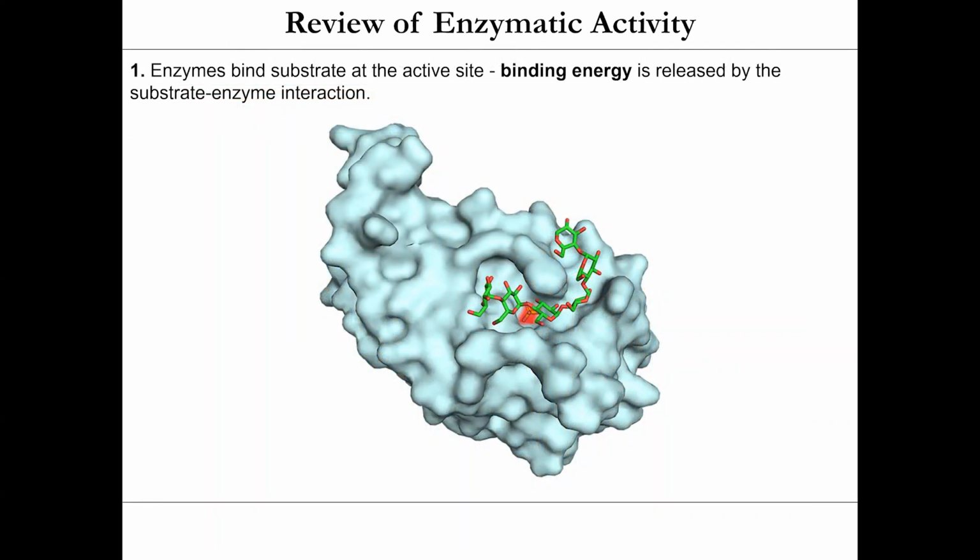So before we launch into our discussion on enzyme catalytic mechanisms today, I wanted to go over a few features of enzymes that we've already covered, but that will come into play today, so I think it's important to go over them very quickly. So number one is that enzymes bind substrate at the active site. You can see here's an enzyme, and it has this cleft right here, which is the active site, directly over the catalytic site, which is shown here in red. So when enzymes bind substrate at the active site, it releases binding energy by that interaction between the substrate and the enzyme.